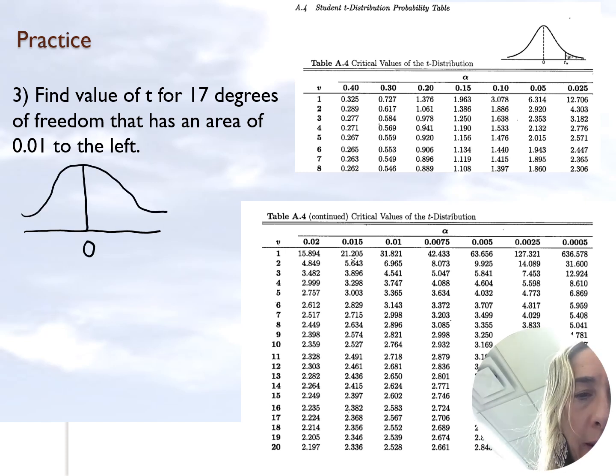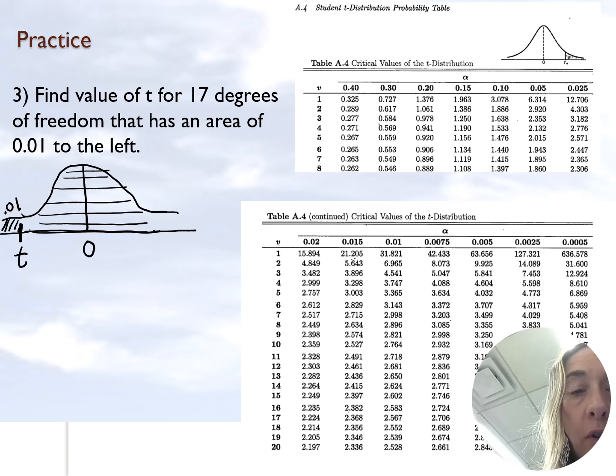Okay, so this is a value of t having an area of 0.01 to the left. Okay, so that's a very small area. So that value of t is way out in the left-hand tail. And in fact, we know it's negative, correct? Because it sits to the left of the mean of 0. So if it's got an area of 0.01 to the left, that means it has an area of 0.99 to the right.